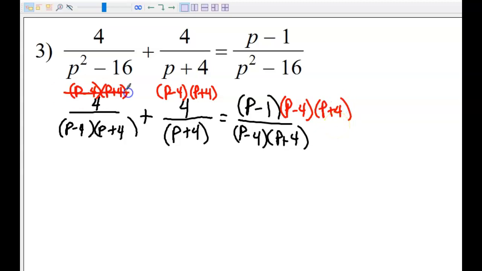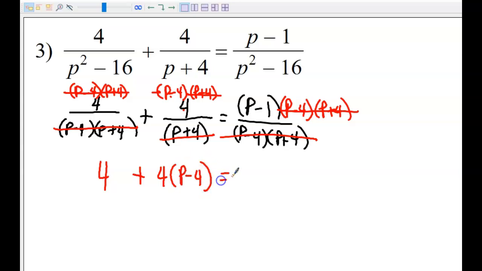And then we'll cross off. Oop, on this one, only the p plus 4 cancels out. The p minus 4 is going to stay. And then the last one here, those go away. So let's see what we have left. The first one now is just 4. The next one is a p minus 4 times 4. I like to put the 4 in the front and the p minus 4 afterwards. And then here we're left with just p minus 1. And then we'll go ahead and solve from there.